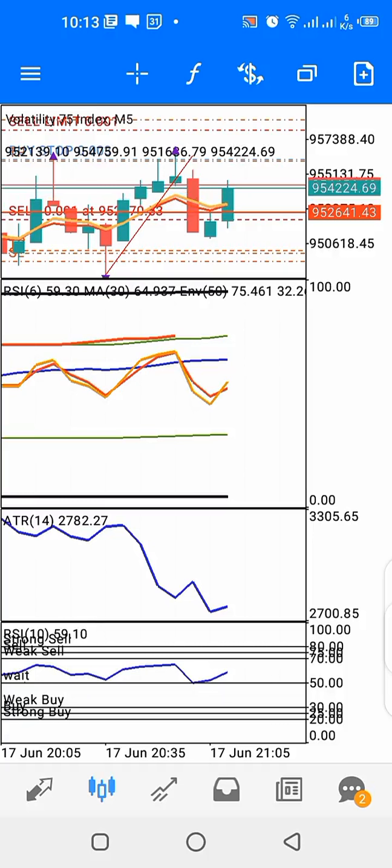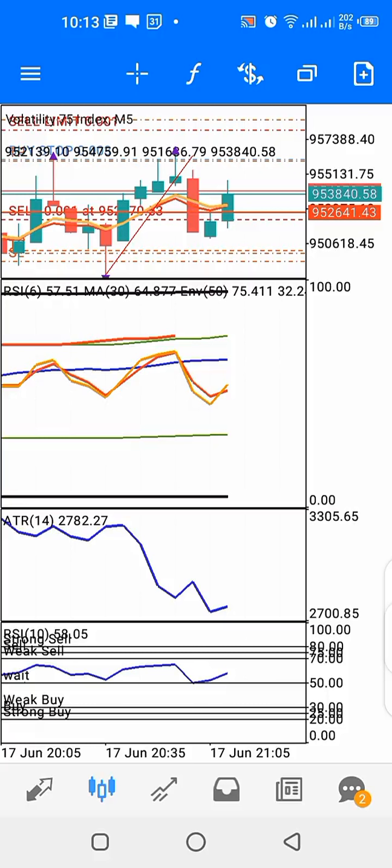For now, we can see a reversal. After the small bullish candle below, you can see a longer bullish candle forming. Okay, we are on the 5 minutes time frame. I'm trying to scalp profits on volatility 75 index, taking 2,000 points, 2,500 points, 1,000 points, 1,700 points, as the case may be, and having a guide. The guide is the sell limit and the buy limit.